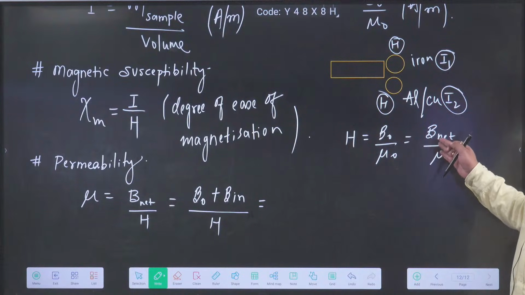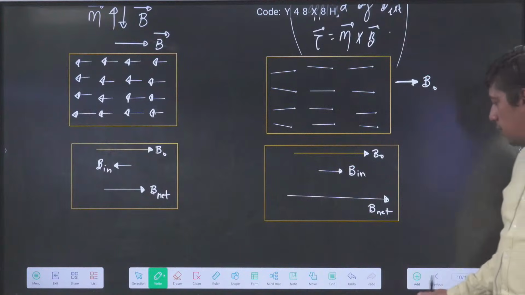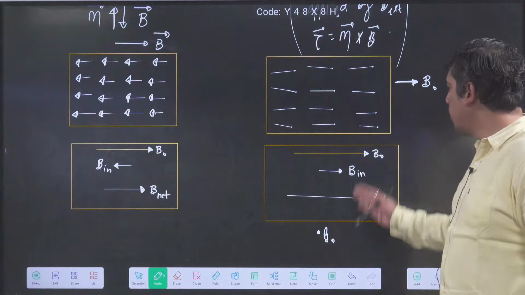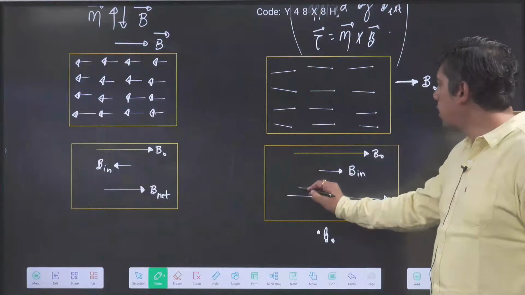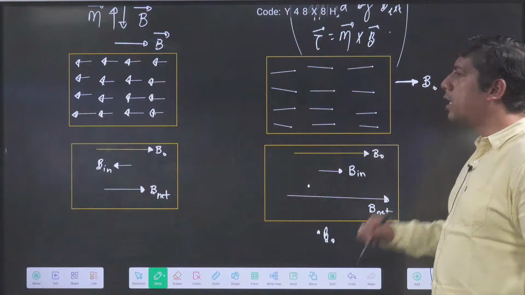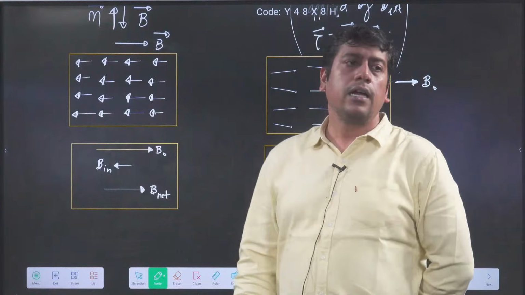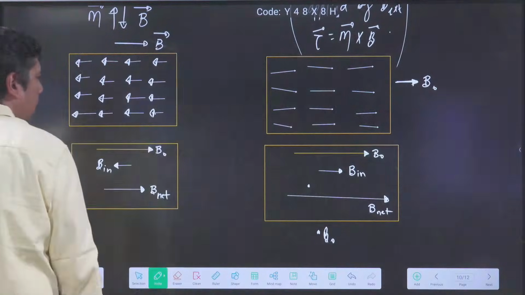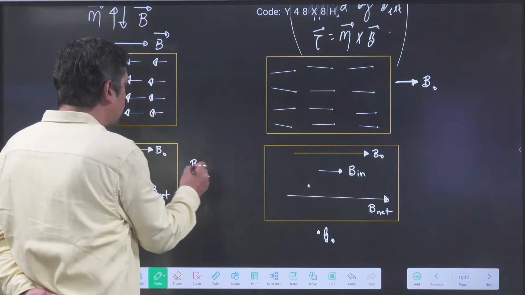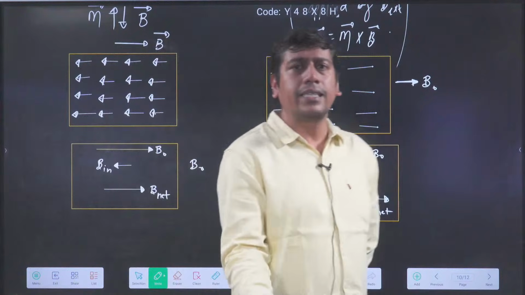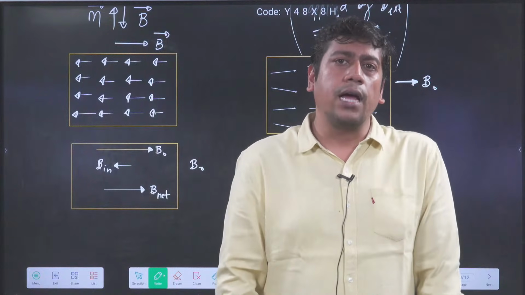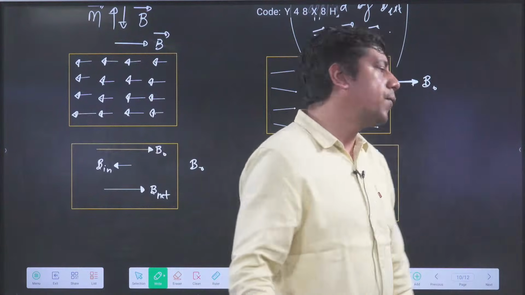And if you're defining in a material, understand, if you take a point outside, in vacuum, here the net field is only B naught. But if you take a point in the material, then in the material B induced will also be there. So net field will be different from B naught. Okay, so in vacuum it is B naught. In material it may be less than B naught, or it may be more than B naught. It will be less than B naught in case of diamagnetic, and more than B naught in case of paramagnetic.